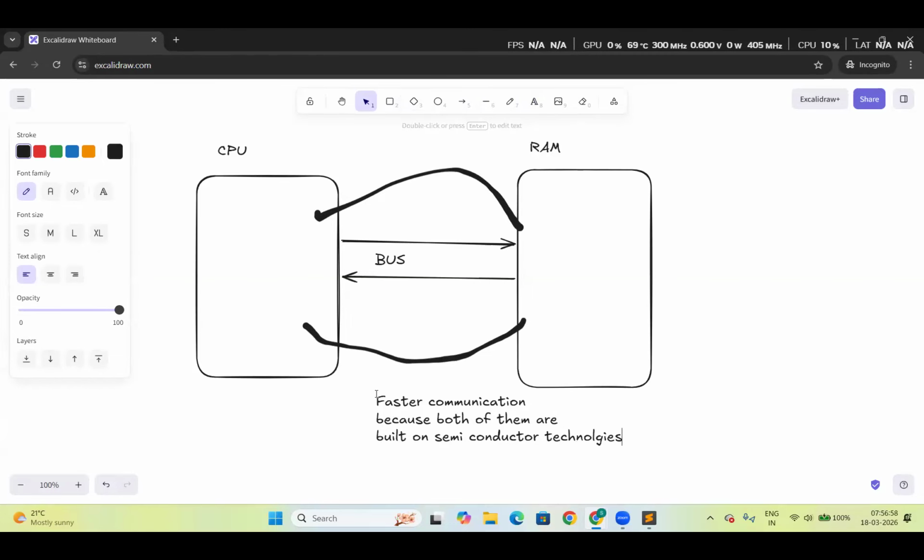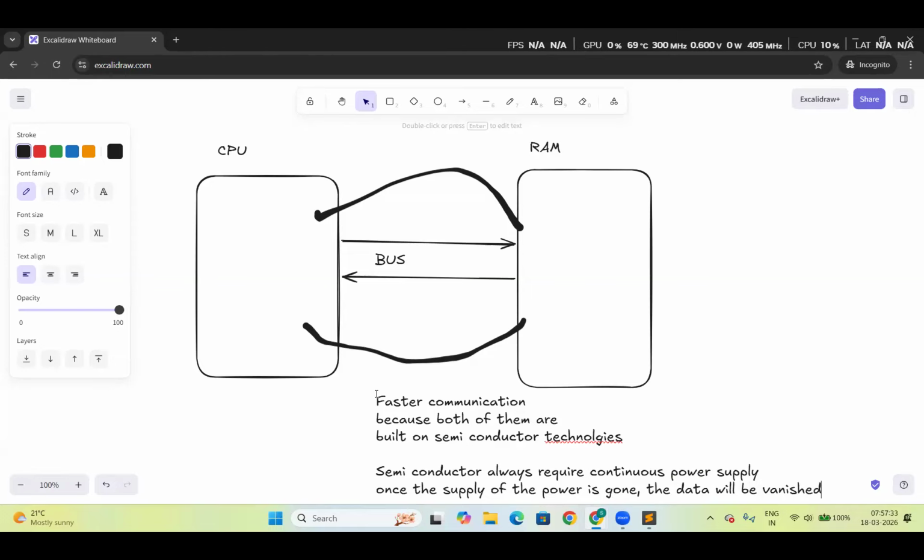Now the data processing was quick. The data processing was fast. But what is the problem with semiconductor? Semiconductors always require continuous power supply. Always remember, semiconductors always require continuous power supply. Once the supply of the power is gone, the data will be vanished. Got it?